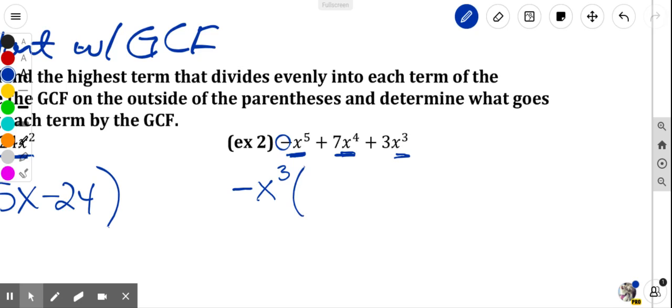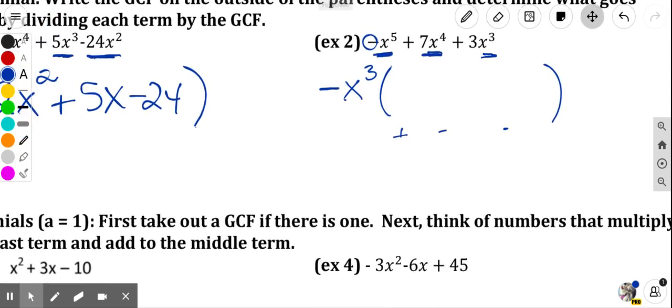So what that's going to do on the inside is just change the signs. The first term is going to be positive, the second term is now going to be negative, and the last term is now going to be negative. So you just have to take that into consideration. So try that. We'll go over that next time.